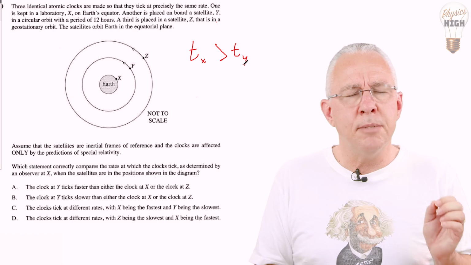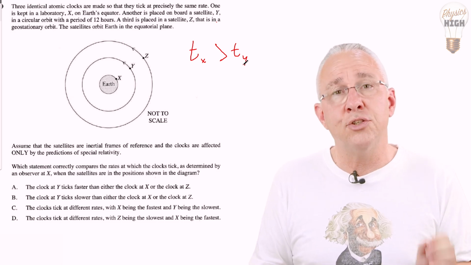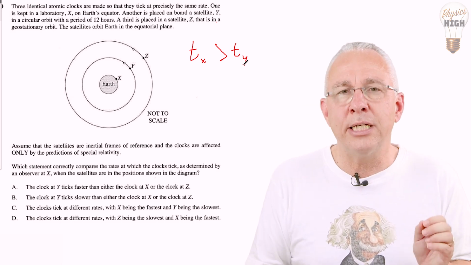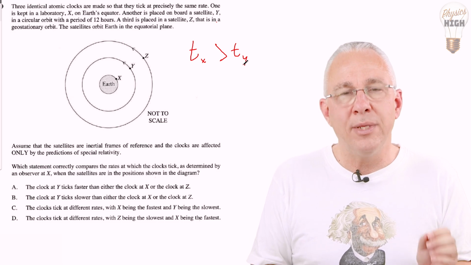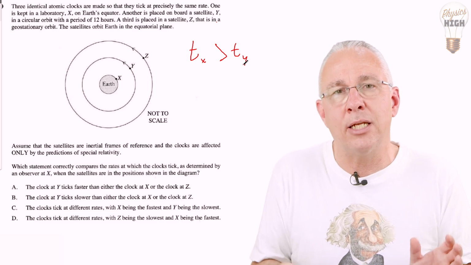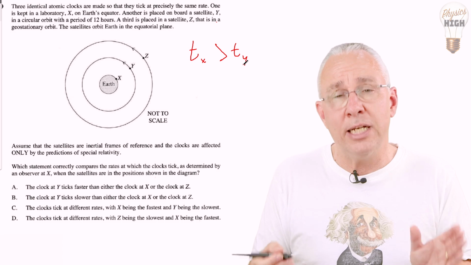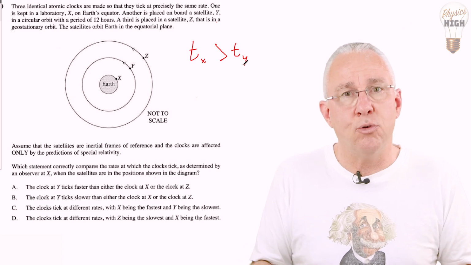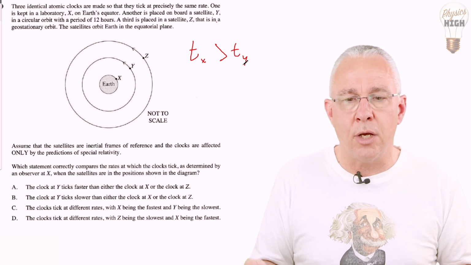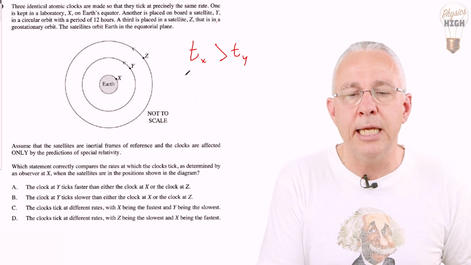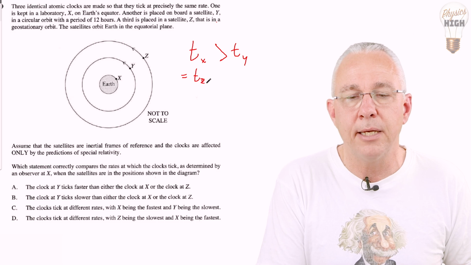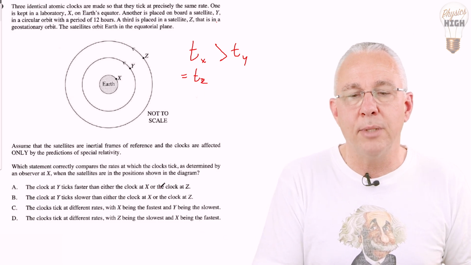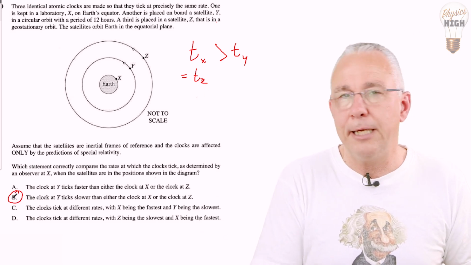But what about Z? It's important to understand that Z is in a geostationary orbit. It actually is moving with you at the same rate. In other words, this satellite is staying in the same position relative to you, meaning it's in your frame of reference. As a result, the time is going to be equal to the time of X, exactly the same. And so the only possible answer is B.